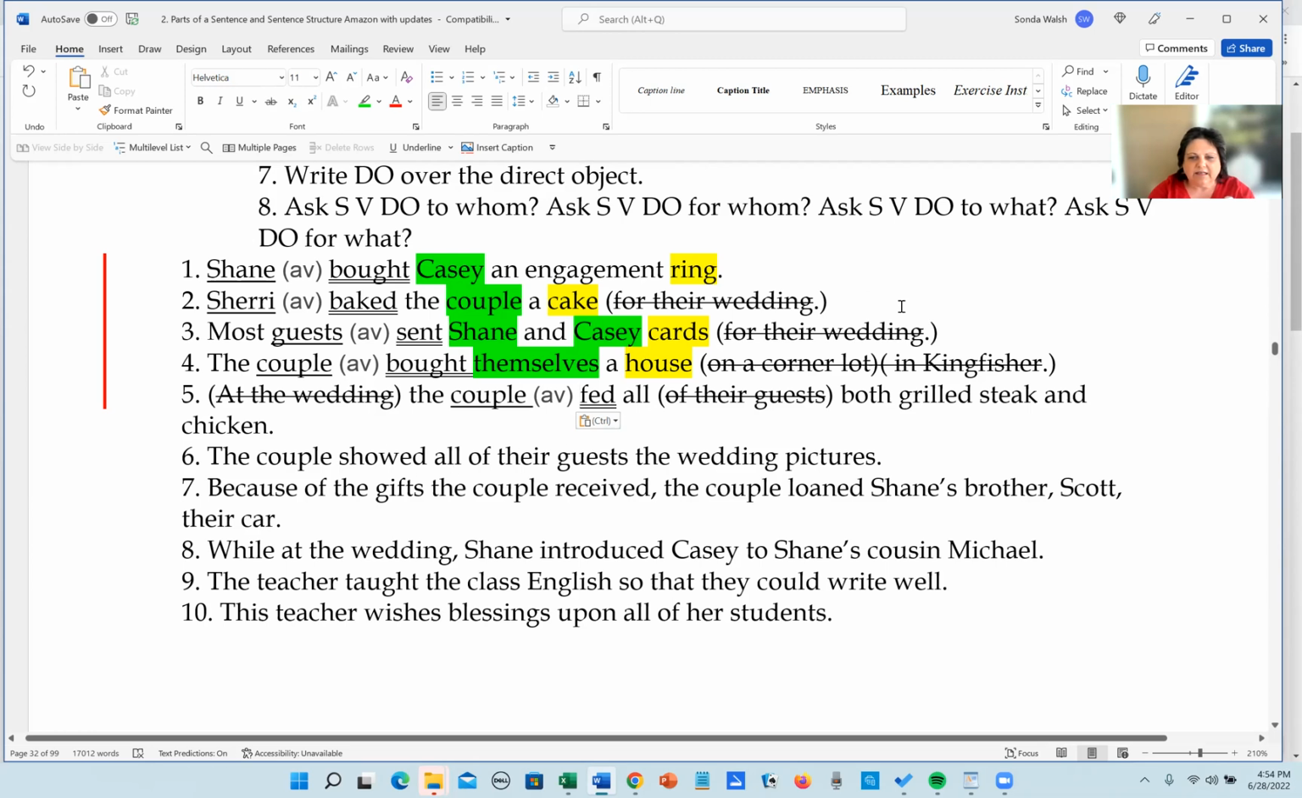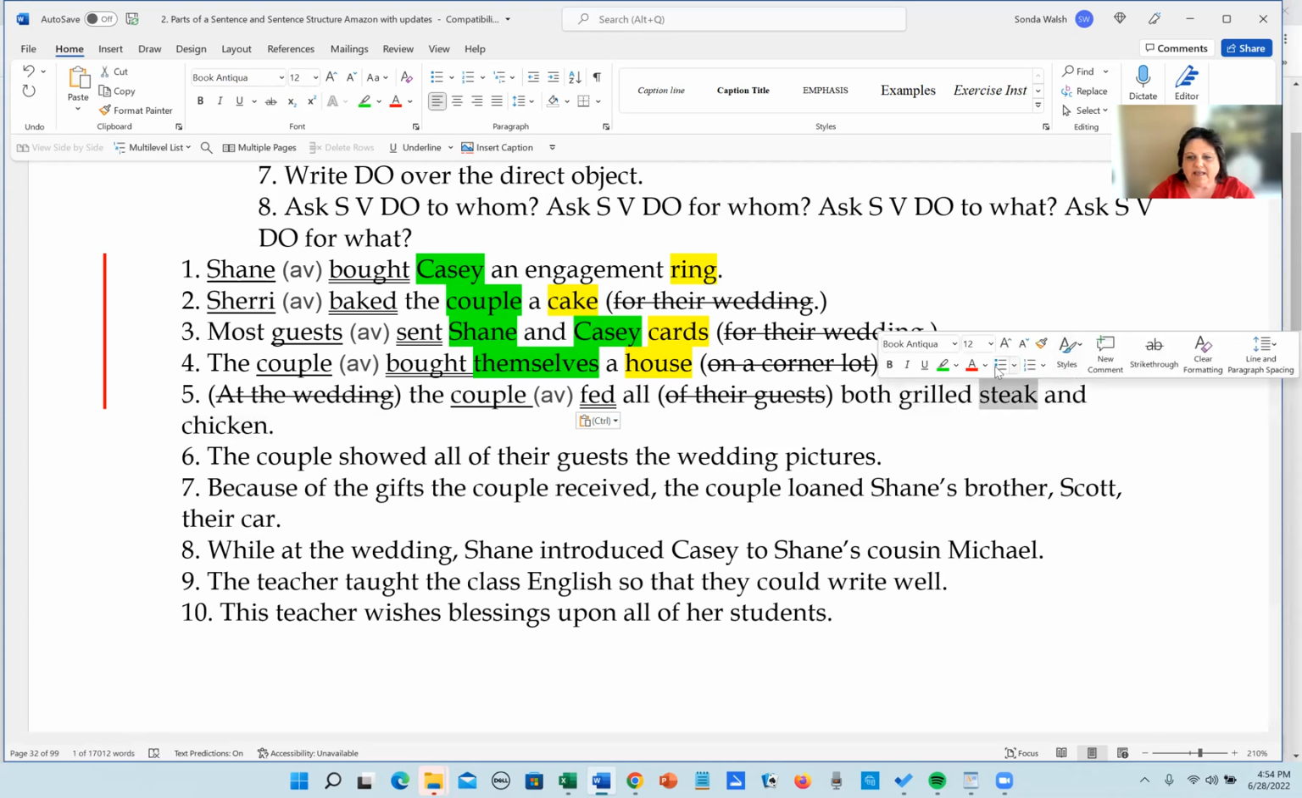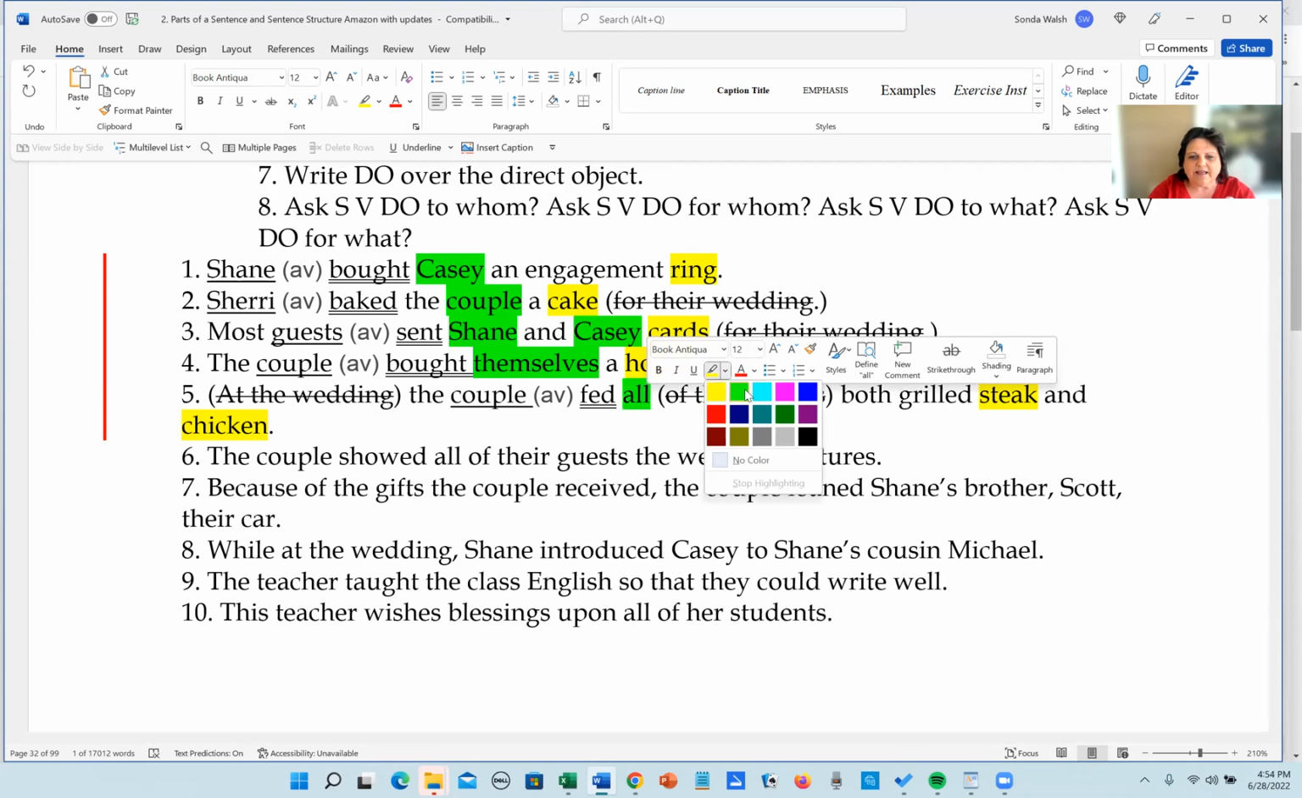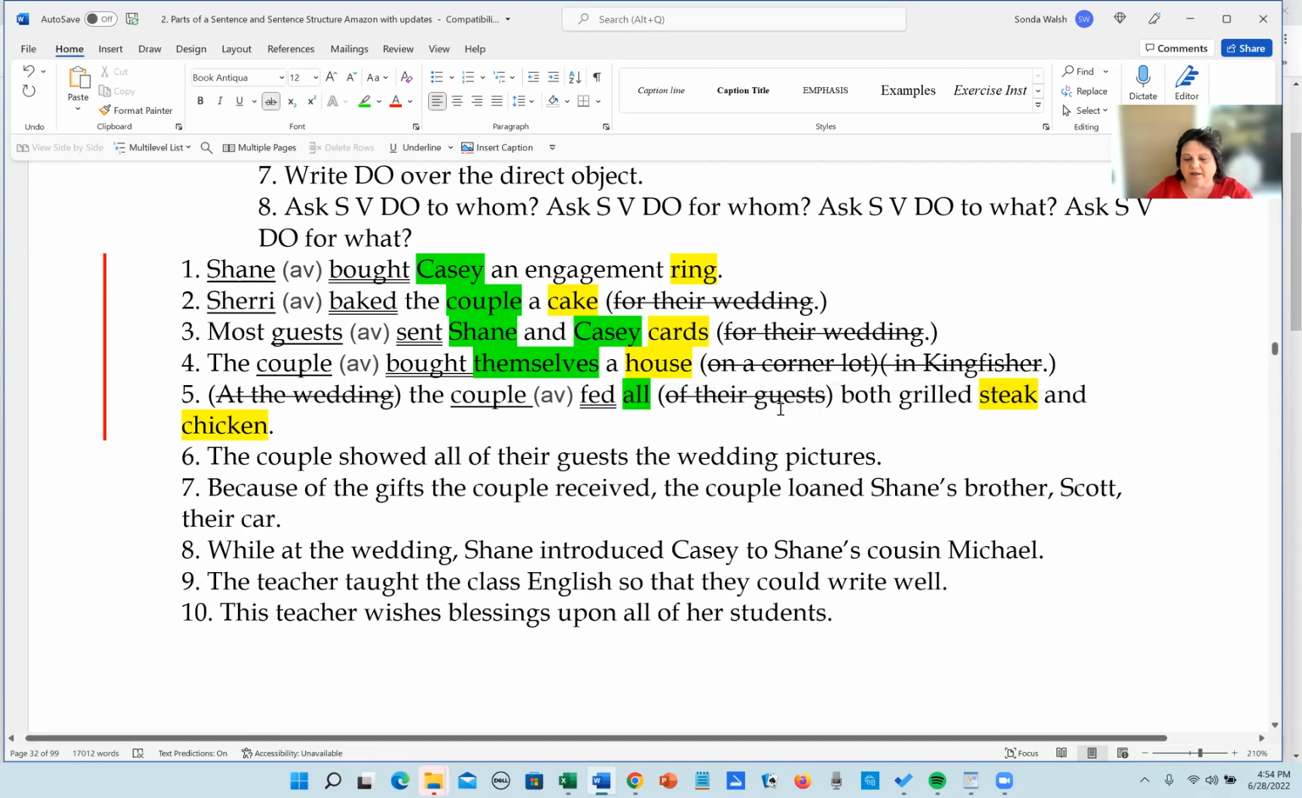They fed grilled steak and chicken. That is, really it's just steak and chicken. Steak and chicken is the direct object. To whom? To all. Now, if you didn't mark out your prepositional phrases, you would have said their guest would be the indirect object, but we don't put indirect objects inside prepositional phrases. So the correct answer is to all.